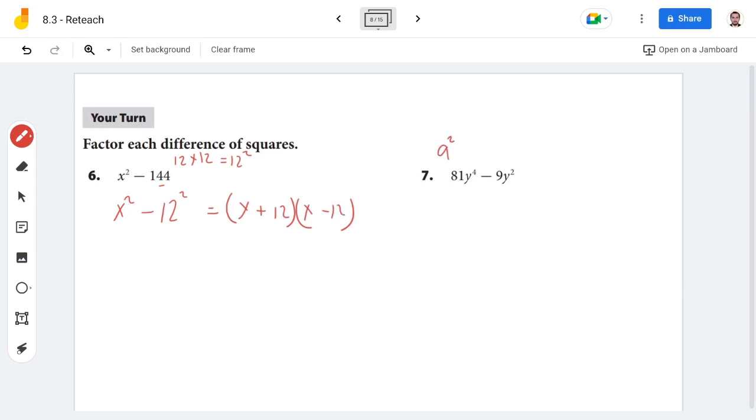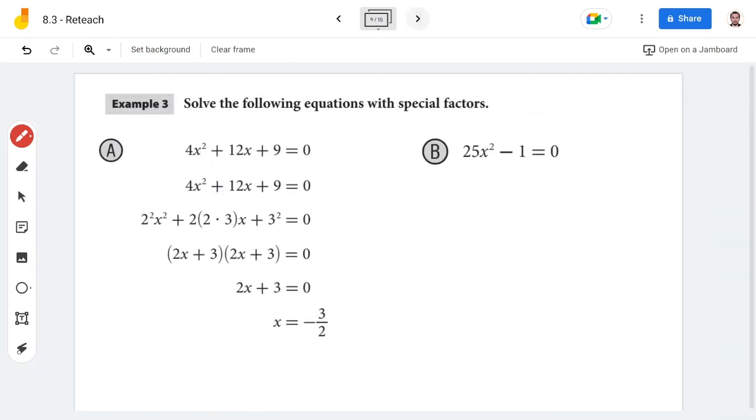Same thing here. 81 is 9 squared. What's the number that gives you 9? It's 3 squared. Then you can complete factoring the difference of two squares.